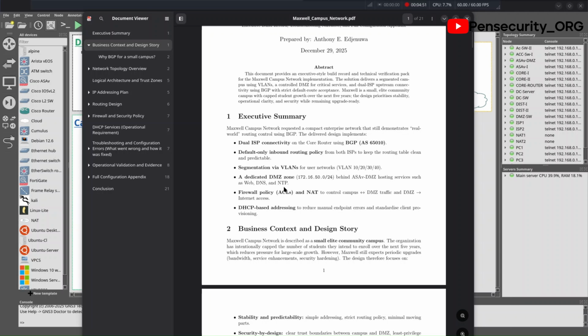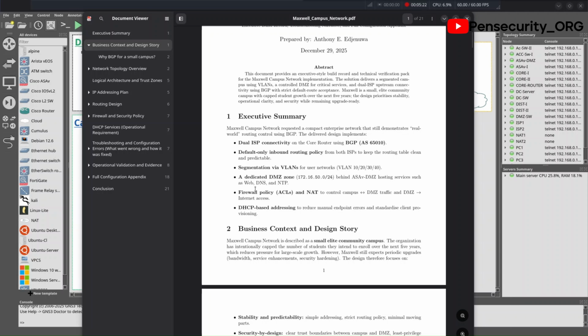Then we have a dedicated DMZ. This DMZ, which we call the demilitarized zone, is where we have our web service and our DNS. It creates a kind of security for our important services. We don't want to expose all our services to the internet. We need to have a layer of security for our important services. That is how it is configured in a real world enterprise.